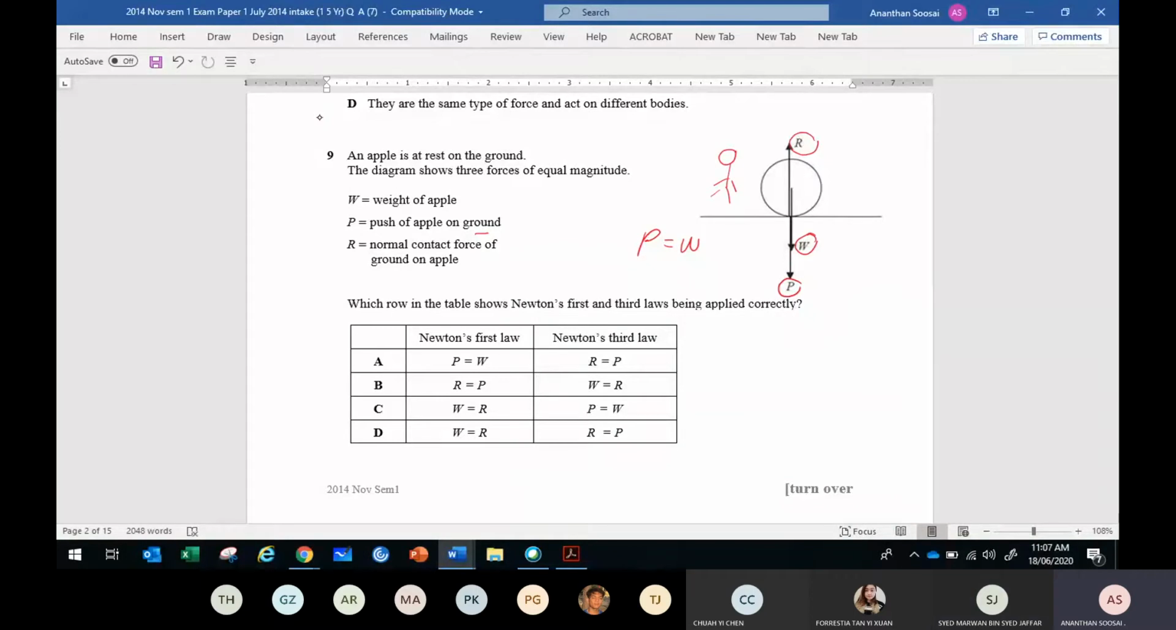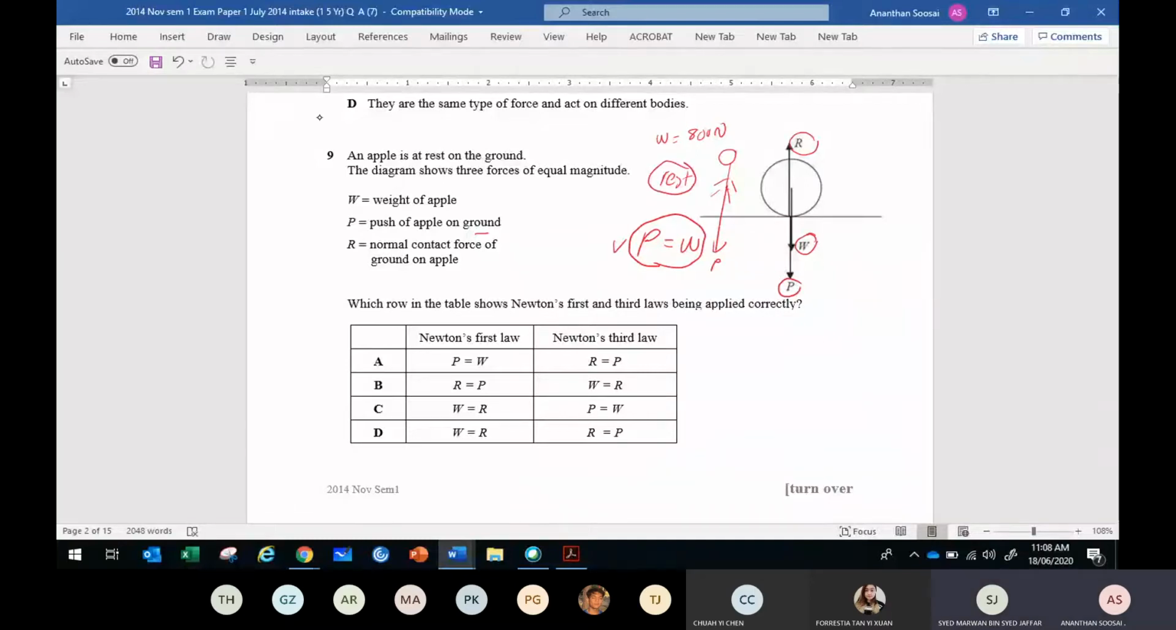When you stand on the ground, maybe your weight is 800 Newton. So you are standing there, at rest, just standing on the ground. So the weight and P, the force you are exerting on the ground, will be the same. The condition is that you are at rest.